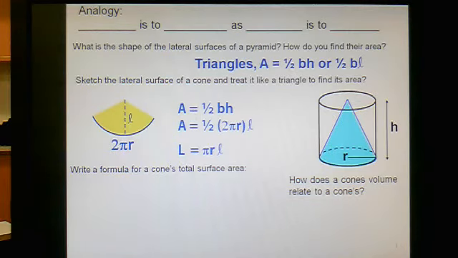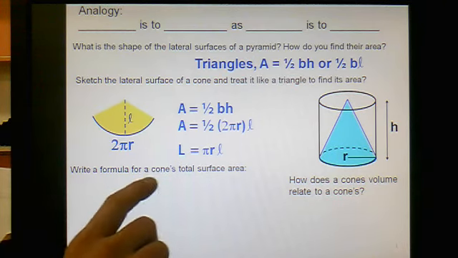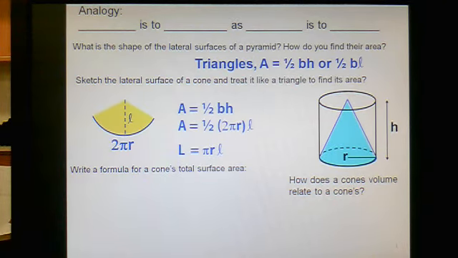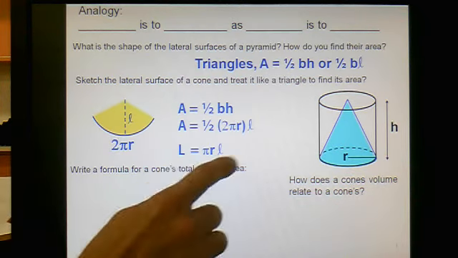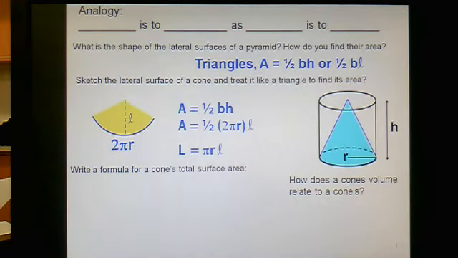So some of you, you're looking at this, you're trying to figure it out. I want to at least come to a conclusion on maybe part of this. It says write a formula for a cone's total surface area. So it's basically this, think of the cone, it only has two surfaces. It's got the bottom, and it's got this curved sort of triangle on here. So it's this plus the bottom.